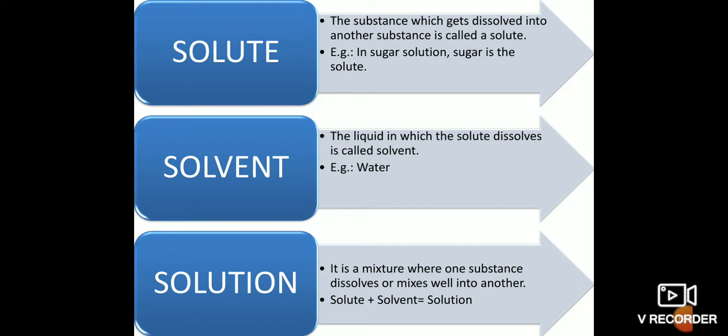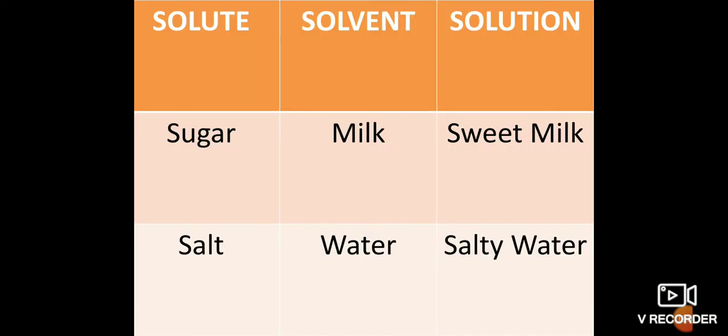Now what happens when we mix both, that is the sugar and the water? It becomes a solution. It is a mixture where one substance dissolves or mixes well into another. When the solute and solvent mix well into one another, it is called the solution. That is, solute plus solvent gives solution, right? We will understand more elaborately with the help of examples.